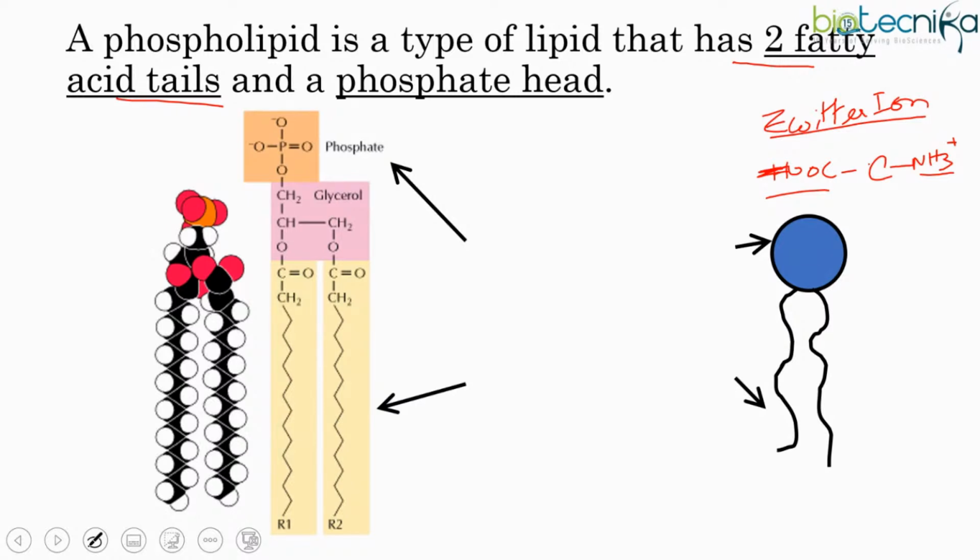So this is what I mentioned about zwitterion, right? Zwitterion: carboxyl group, amino group. Both charges will be neutralized. In that case, it will have zero charge. Okay, so if it is zero charge, the net charge is zero.